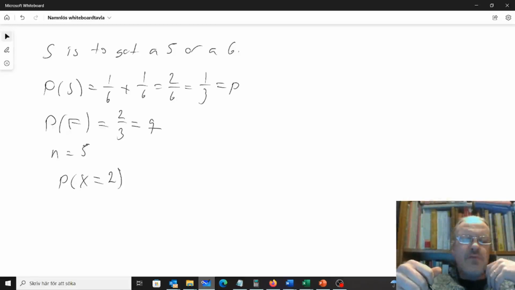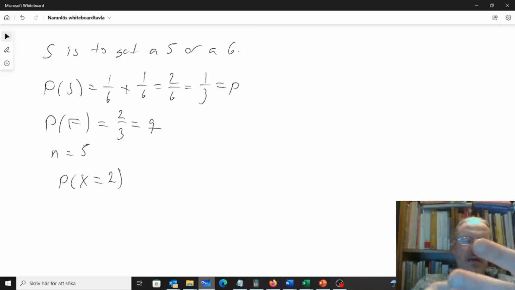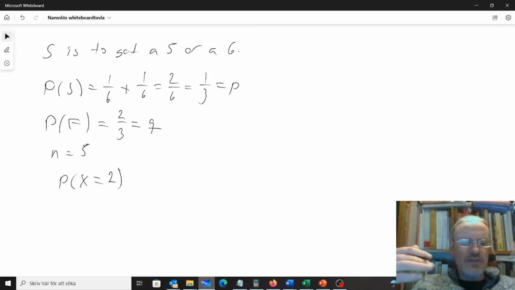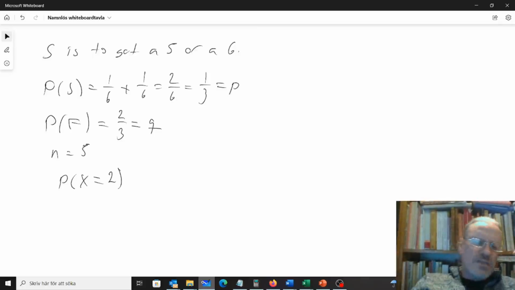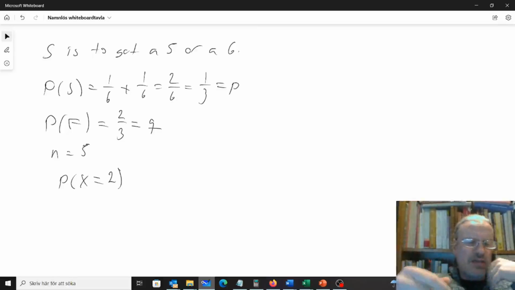In other words, if we throw this die 5 times, what is the probability to get either a 5 or a 6 2 times? So we could, for example, get 5, 2, 3, 6, 1. That is a way to get a 5 or 6 twice. So we could, of course, get a 6, 6, 1, 1, 1. That is another way to get it. And there's many ways to get this.